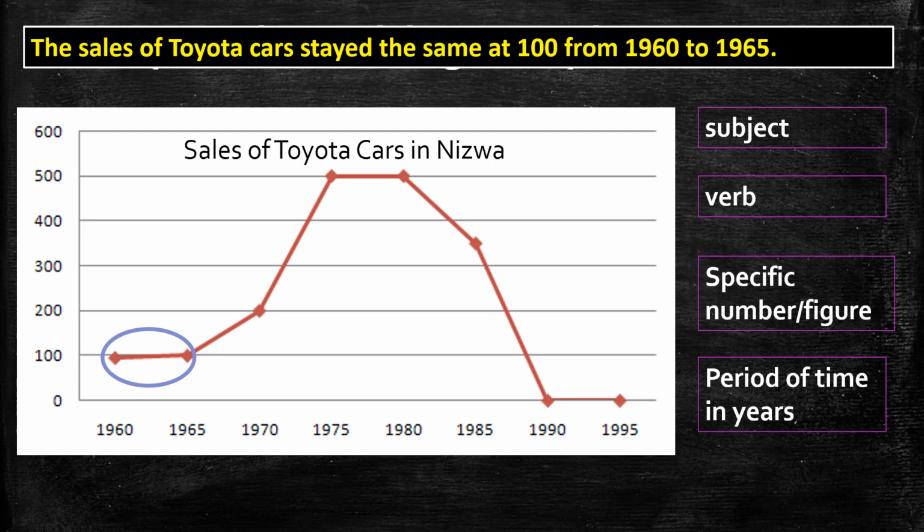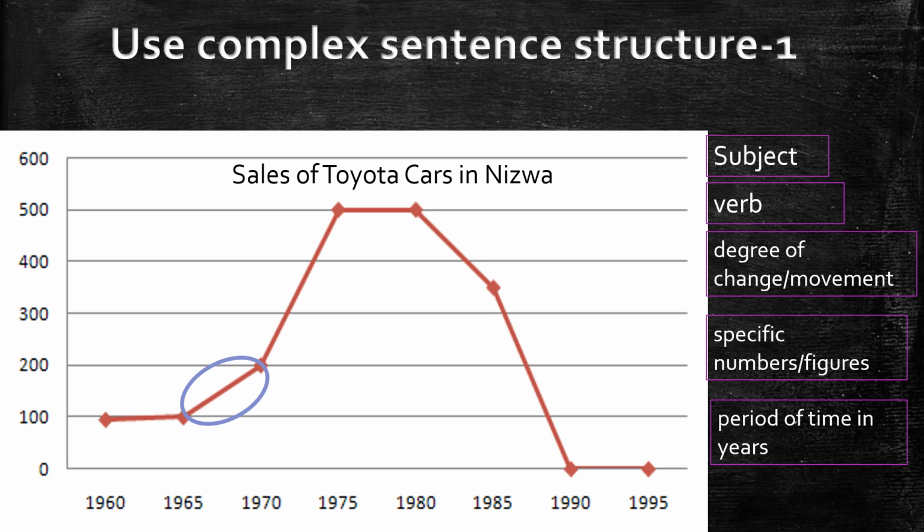Let's write one more sentence using the first sentence structure. You have a graph on your left and a sentence structure on your right. A highlighted part of a trend is there. You need to describe that highlighted trend using the sentence structure. Pause the video to write your sentence and play again to check your answer.